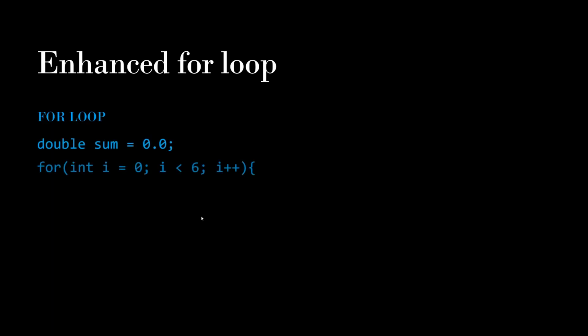Another thing that's really helpful is a thing called the enhanced loop. So a normal for loop looks like this. What we're going to do is take every single item from an array called values, and add it to sum. Notice that we use our index variable that we start at 0, and we go through all 6 of the indices to add it to the sum.